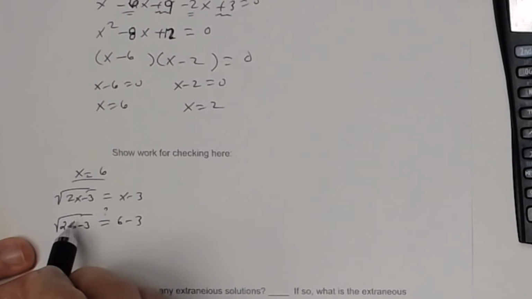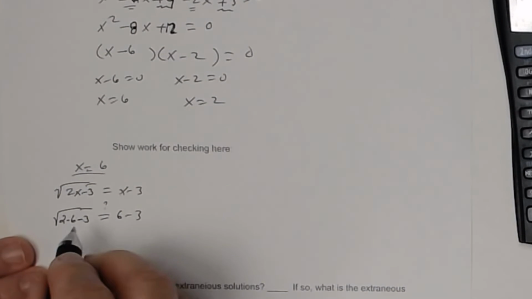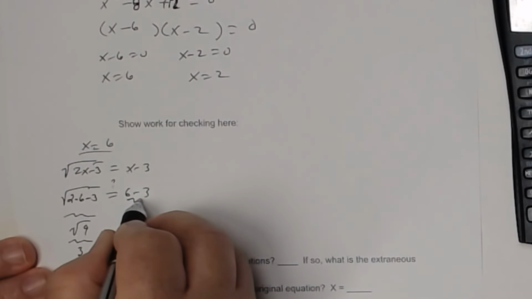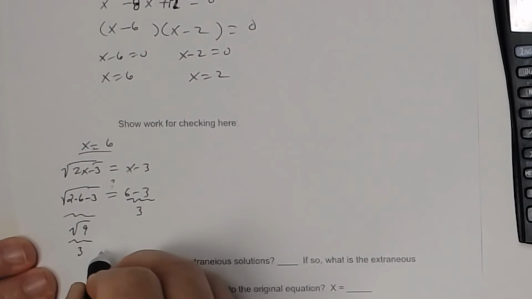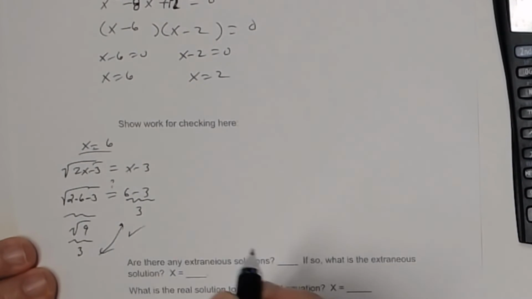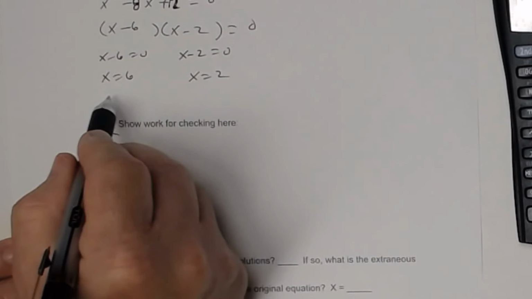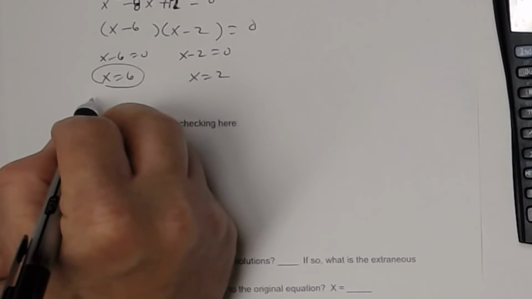Well, 2 times 6 is 12, right? 12 minus 3 is 9. So that's going to be the square root of 9. And we know that the square root of 9 is 3. On the right-hand side, 6 minus 3 is 3, and notice those are equal. So this checks out. So x equals 6 is a solution. Okay? So that's going to be a solution.